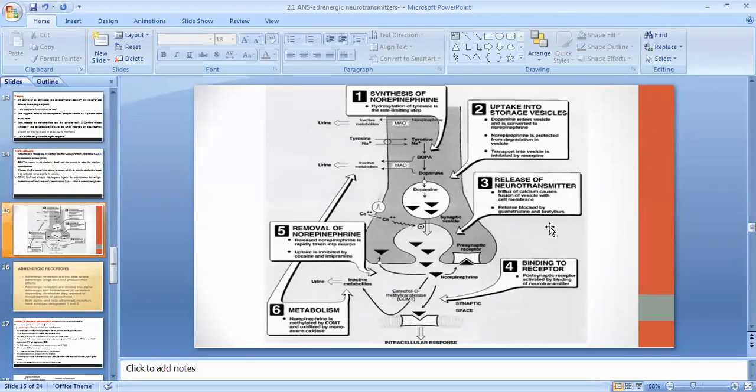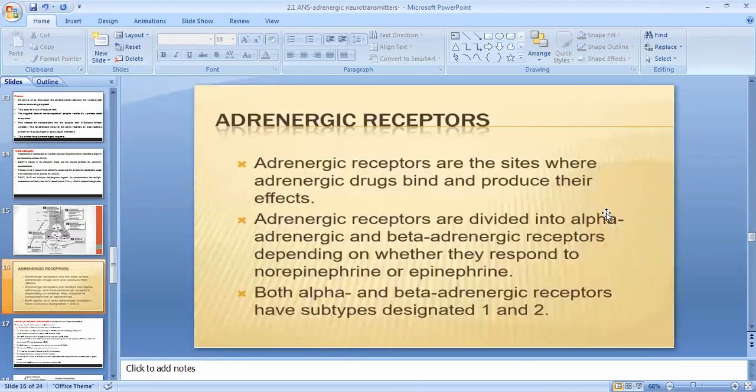So this is a flow of working for the neurotransmitter release in our body, or the biosynthesis of neurotransmitters in our body. Now, adrenergic receptors. What are the types of receptors which are involved in the autonomic nervous system?